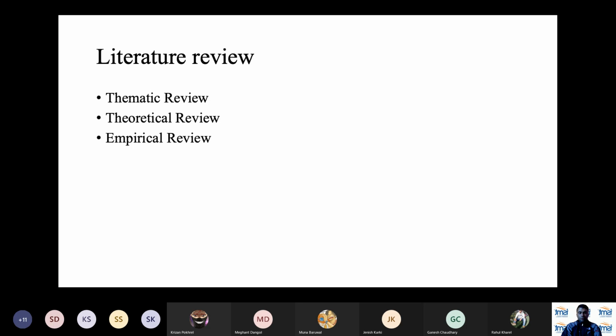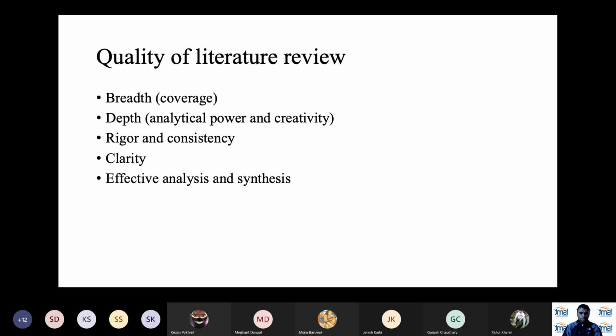You are going to review the literature critically. Now we'll come to that basically. But this is the generic review of literature you can do. Quality of literature review: breadth, the coverage. How much you are going to cover will be determined by your research topic or research question that you have formulated and the objective that you have set at the beginning of the research.